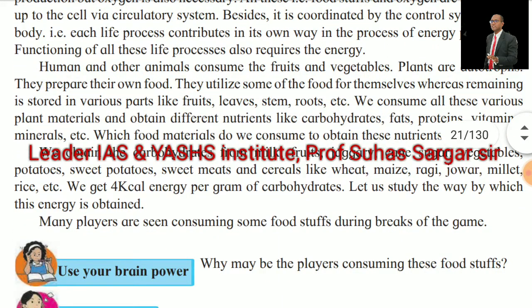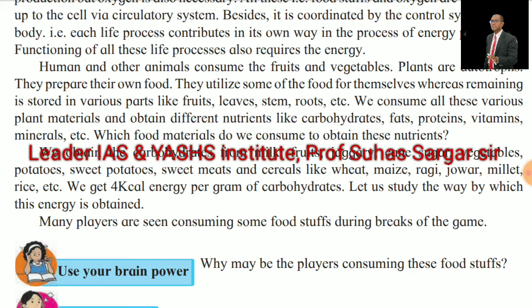Humans and other animals consume fruits and vegetables. Plants are autotrophs. They prepare their own food. They utilize some of the foodstuff for themselves, whereas the remaining is stored in various parts like fruits, leaves, stems, roots, etc. We consume all these various plant materials and obtain different nutrients like carbohydrates, fats, proteins, vitamins, minerals, etc. Which food material do we consume to obtain these nutrients? We obtain carbohydrate from milk, fruit, jaggery, cane sugar, vegetables, potatoes, sweetmeats, cereals like wheat, maize, ragi, jowar, millet, rice, etc.